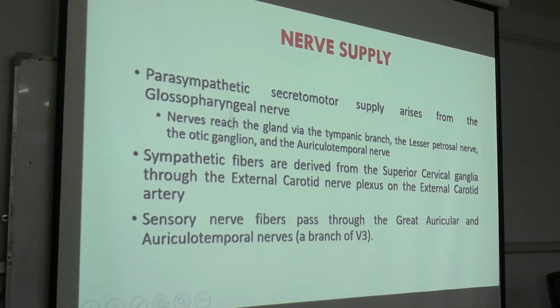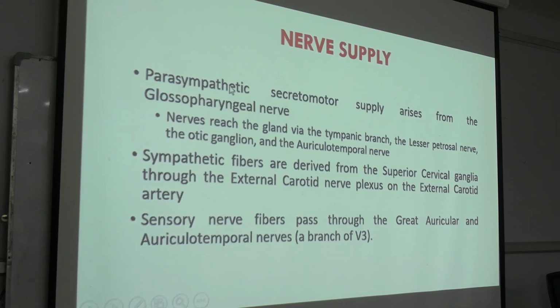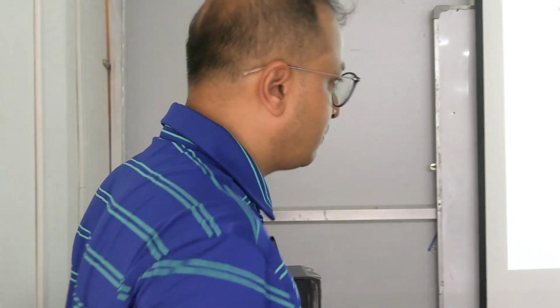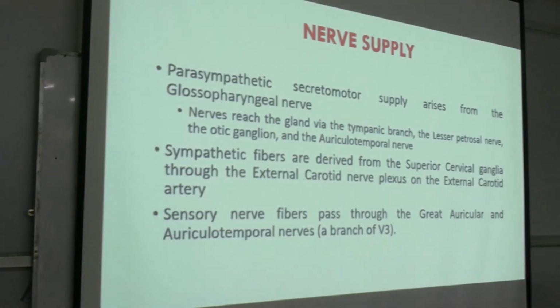Opposite to the parasympathetic, we have the sympathetic, which comes from the cervical ganglia, basically the cervical plexus running around the external carotid artery, which gives a twig to it. And touch, pain and temperature of the facial region come from a trigeminal branch, the auriculotemporal nerve, which carries the branch from V3, the mandibular division of the trigeminal nerve.